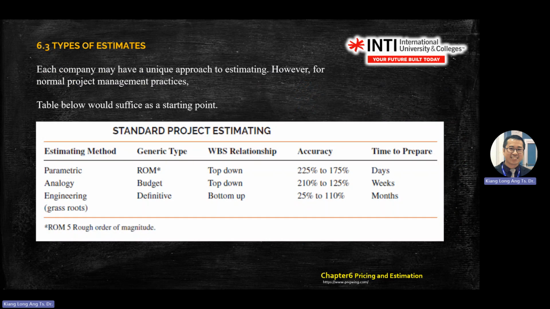Okay. So this is an important table. You see the standard project estimate, they have a few types: estimating, generic, WBS, accuracy, and time to prepare. If you are using parametrics, the accuracy will be very, very low, right? So time to prepare, very fast one. So engineering one is the most accurate, because engineering will look at data. So when you look at data, you have plus minus 25% to 100%. Time to prepare, you need more time for that. Okay.